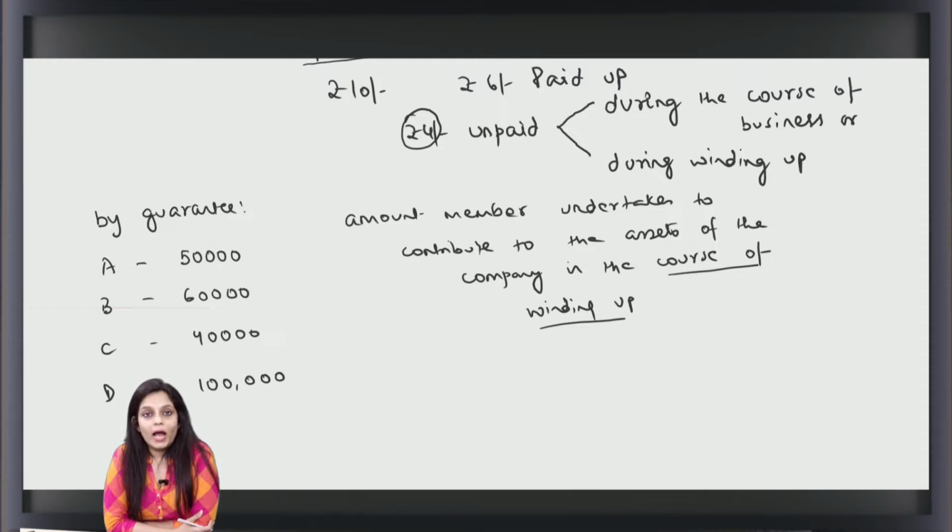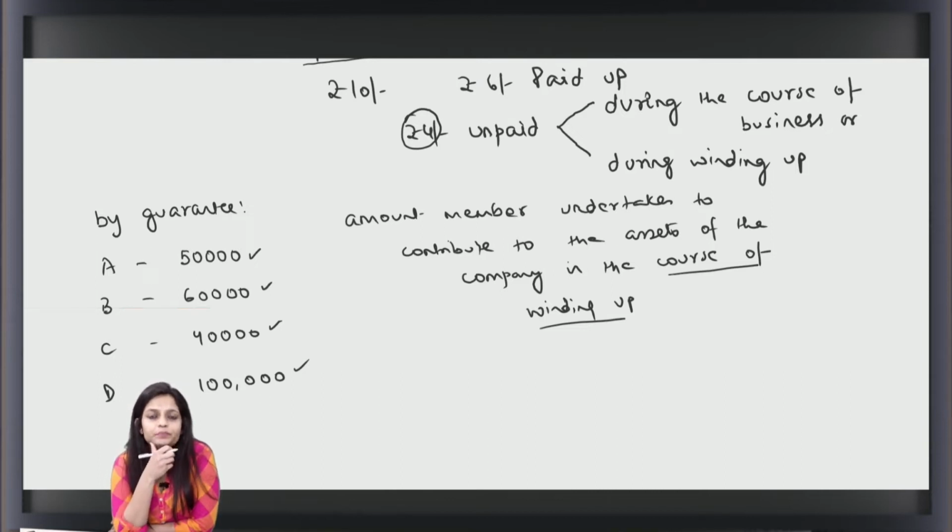So unlike the unpaid value of the shares, which can be called up during the business or during winding up, this amount can be called only during the winding up of the company. So I am liable to contribute these sums only when the company goes into liquidation. When the company is actually doing business, I am not liable to pay this money. Now, the point here is, contribute to the assets of the company.